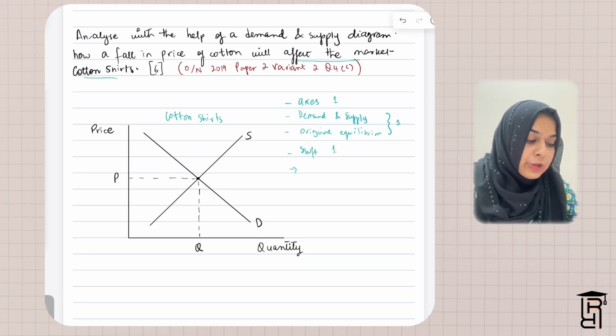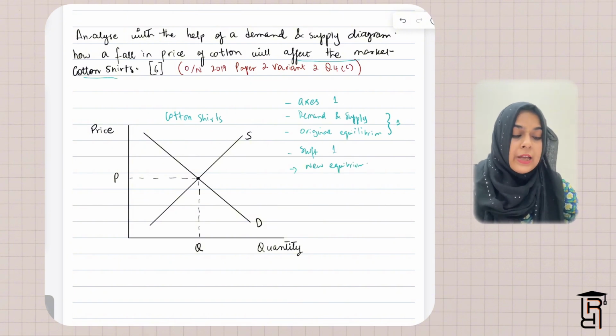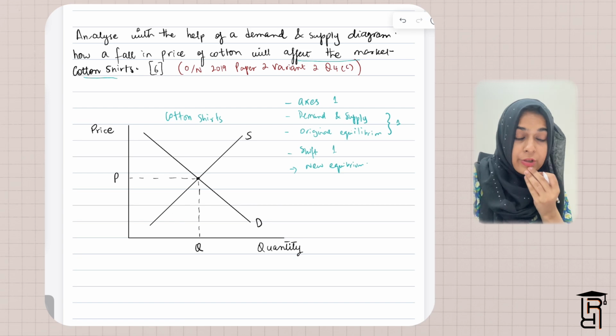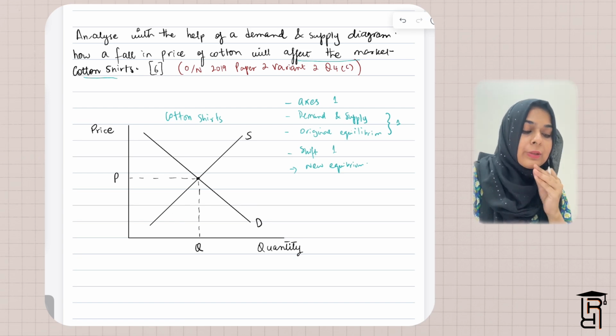And then you need to show the new equilibrium quantity and equilibrium price. You need to show the new equilibrium, and use arrows in order to show where the new equilibrium is, which I will do for you for this question.